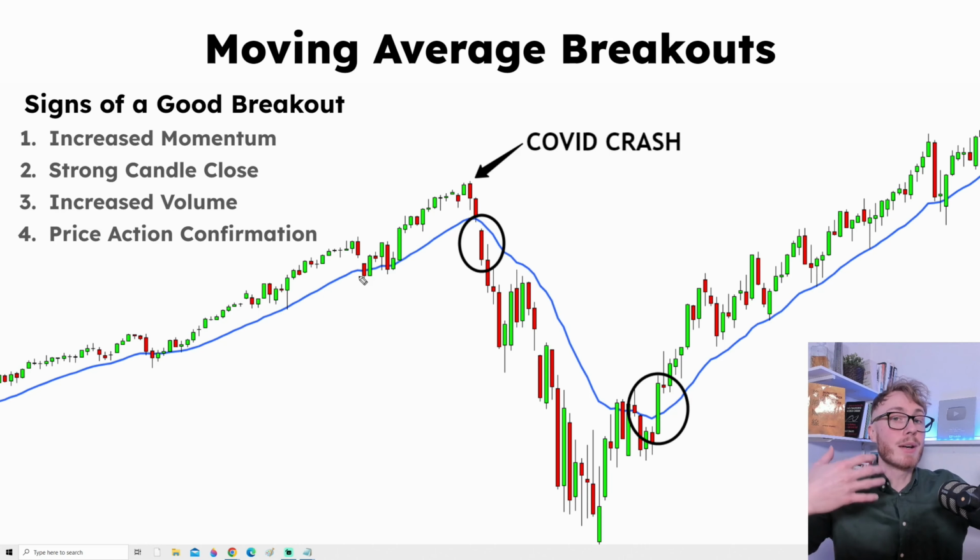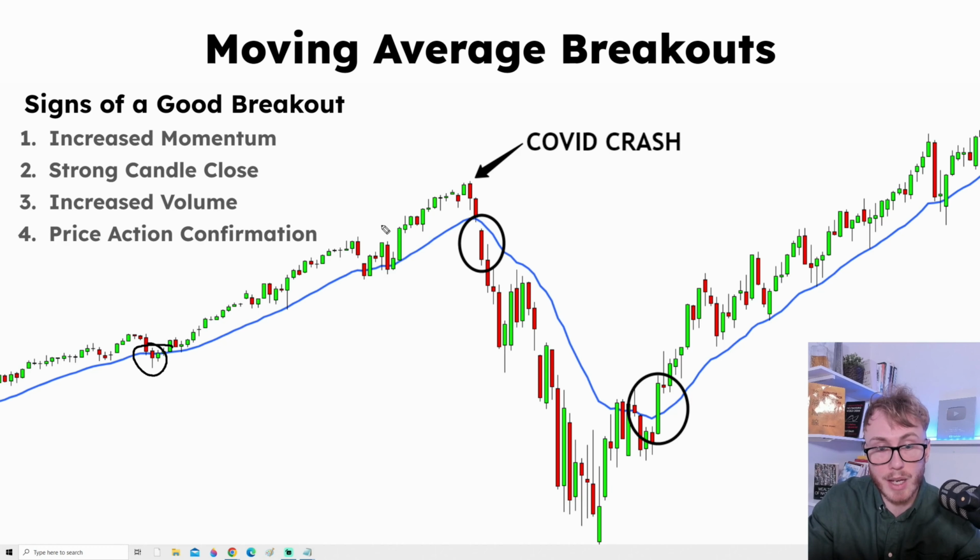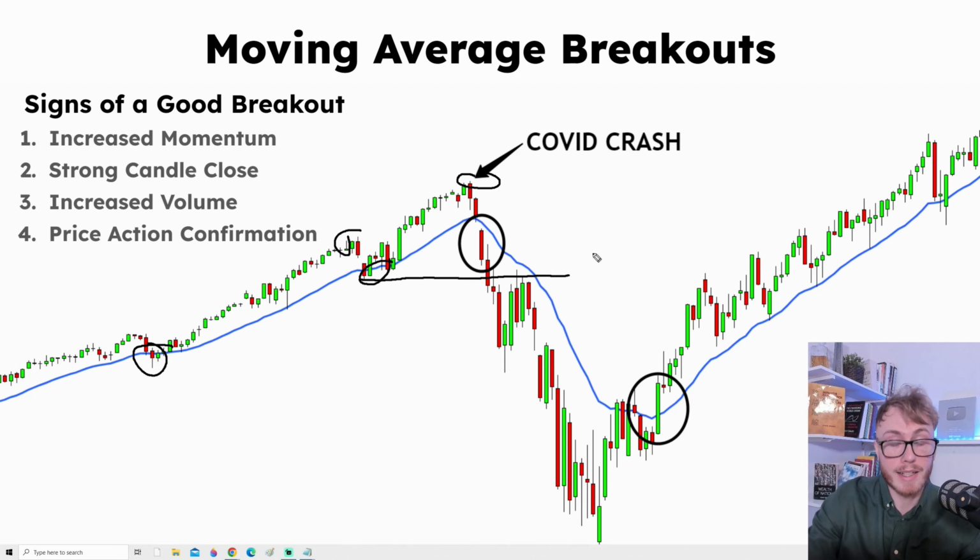To make the breakouts even stronger, you can also, of course, combine the signs of a good breakout with other tools such as chart patterns, market structure, and so on. If we take a look at this market structure right here, you can see we have a low, high, low, high. Some traders, before they enter here, might, for example, wait for this low right here to be broken before they actually take the trade. Because when this low is broken, we are no longer in an uptrend. So some traders might wait for this break right here.